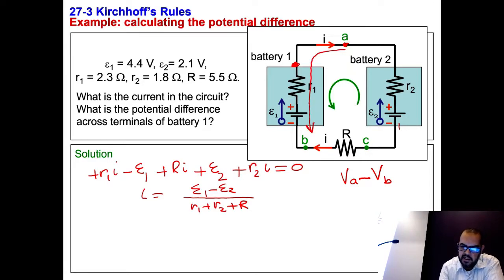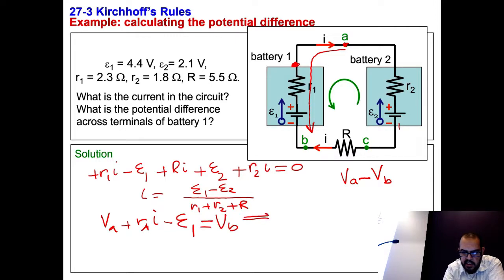Okay, so I'm going in this direction. I write VA. Now I'm going through resistance R1, small r1, opposite direction to the current, so plus R1I. Then I'm going through the EMF epsilon 1, through the positive terminal, so it's minus epsilon 1. I reach point B, so I write this is equal to VB.